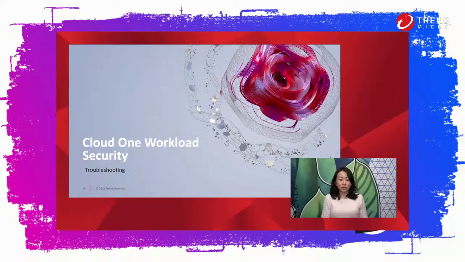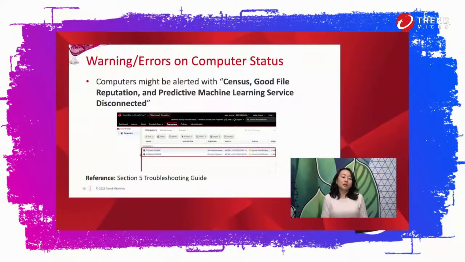Let's run through the troubleshooting section. After activation of the computers, you may be prompted with a warning status: Sensors, Good File Reputation, and Predictive Machine Learning service disconnected. Don't worry, it is not critical, but you will need to tweak some configurations accordingly.